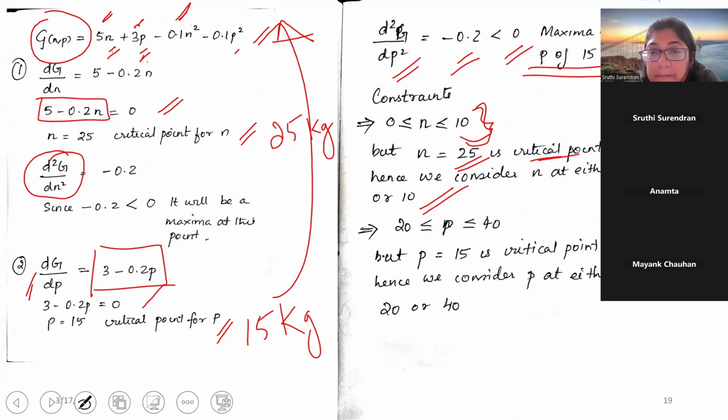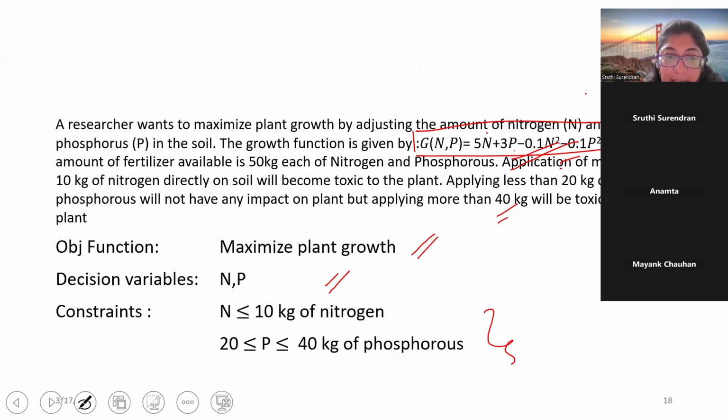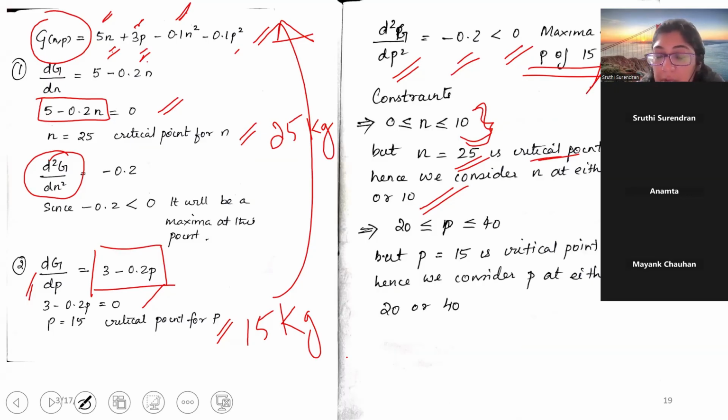So that is one constraint that we have to apply. Similarly, we got 15 kilograms of phosphorus, but according to the constraint over here, it should be between 20 and 40. So we will not use this low quantity of phosphorus, because there's no point in applying 15 kilograms. It is of no use to the plant. So we take the lower limit as 20 and the upper limit as 40, and we don't find it at this critical point.